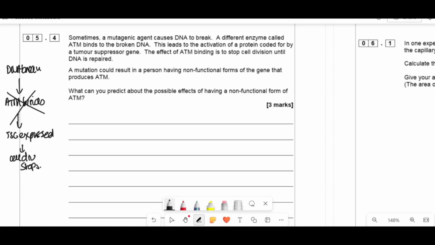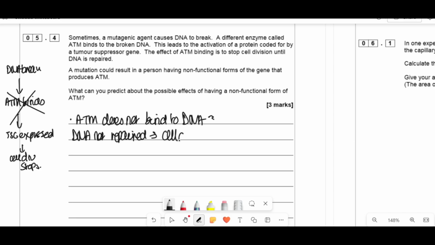It's not going to talk about cancer. There's no tumor bit here. It's just saying what effect you might have if this is the case. And that's exactly what it is. It's just applying the story. So then ATM does not bind to DNA. So the DNA is not repaired. Cell division continues, and the daughter cells have damaged DNA.